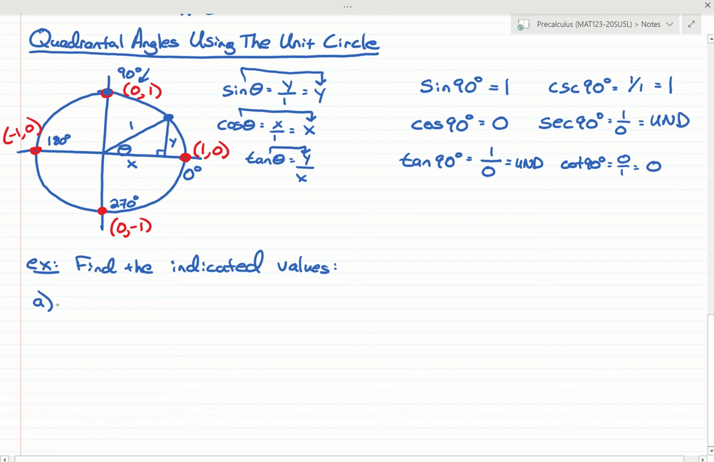So let's say I asked you, what's the sine of 360 degrees? Well, sine's the y value. 360 degrees is right here. The y value is 0.